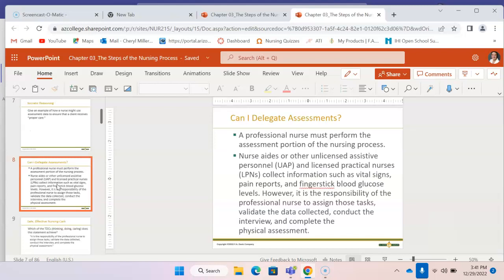So you might say, well, how can I delegate assessments? A nursing provider must perform the assessment portion of the nursing process. Now, what does that mean? That's where it gets fuzzy. An assessment has to be done by a nurse. A CNA or UAP cannot do an assessment, but there are pieces that we can delegate if they are a task. Okay? So, an LPN does not assess.